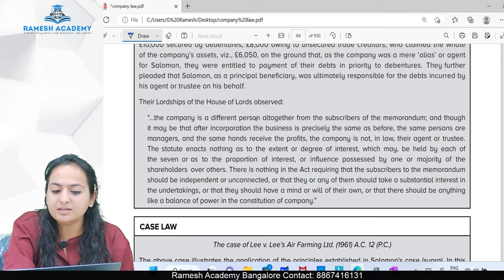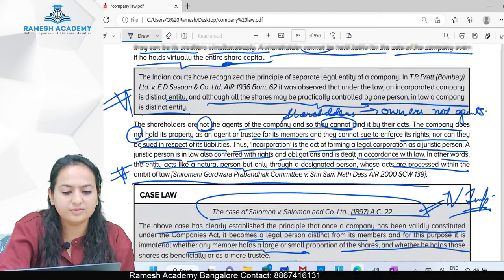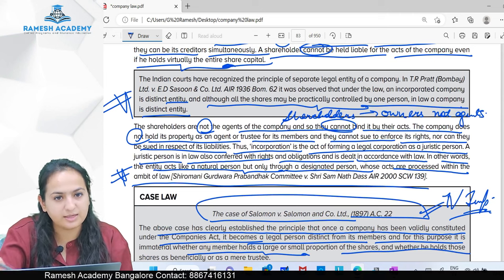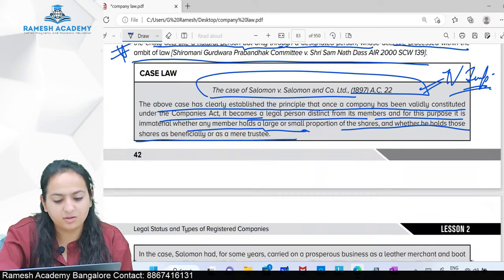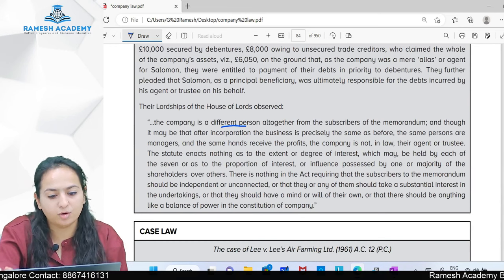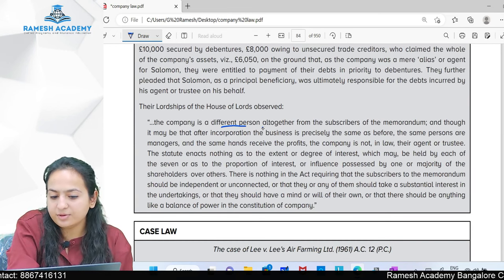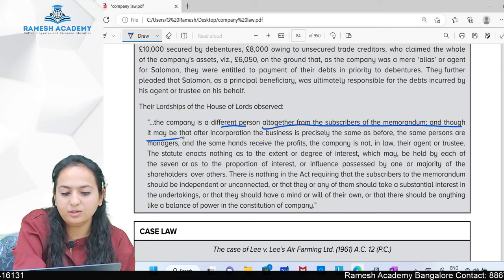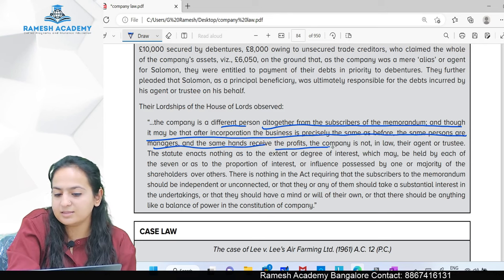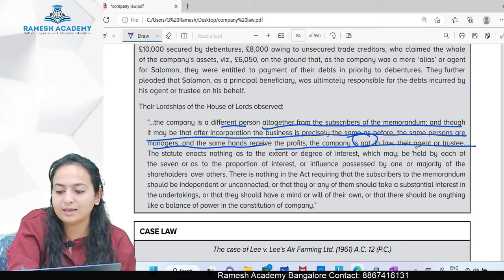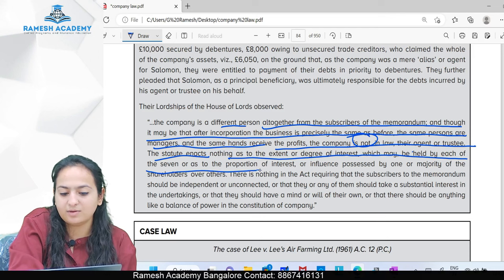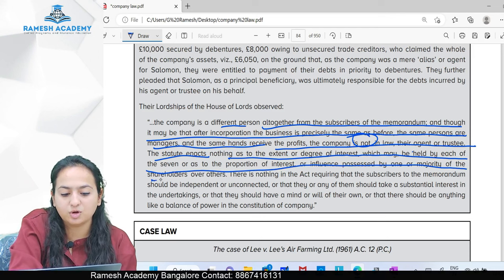Directly coming to it, the company is a different person. So, if you get Salomon versus Salomon in the exam, you have no need to go into such deep facts. Simply, what was the decision taken? In Salomon versus Salomon and Company Limited, it was held by the House of Lords that the company is a different person altogether from the subscribers of the MOA, and though after incorporation its business is precisely the same as before, the same persons manage and the same hands receive the profits, the company is not in law their agent or trustee. The statute enacts nothing as to the degree of interest which may be held by each subscriber, or the proportion of interest and claims held by one or a majority of the shareholders.